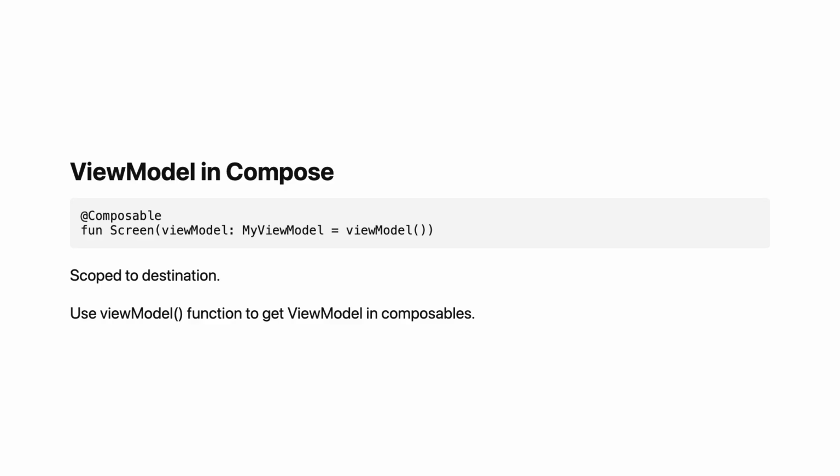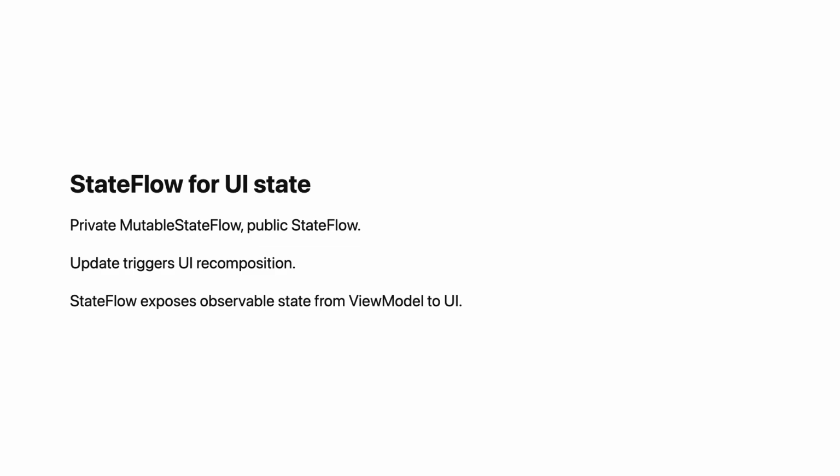Val uiState by viewModel.uiState.collectAsState. Collect flow as compose state. Use StateFlow to expose state from ViewModel. Private val _uiState = MutableStateFlow(initial value), mutable for internal updates. Val uiState: StateFlow = _uiState. Expose as read only, update with _uiState.value = new state, or use the update function.